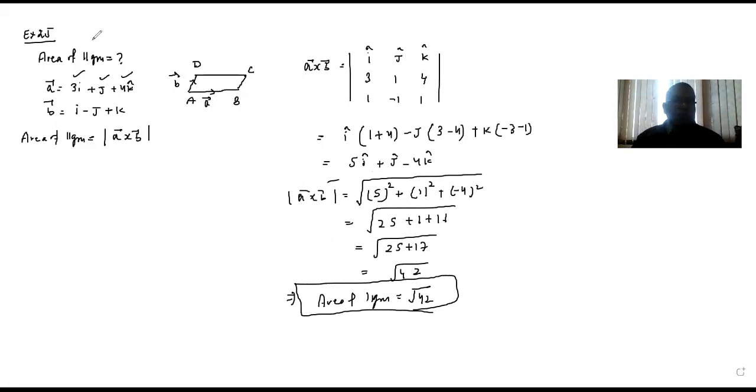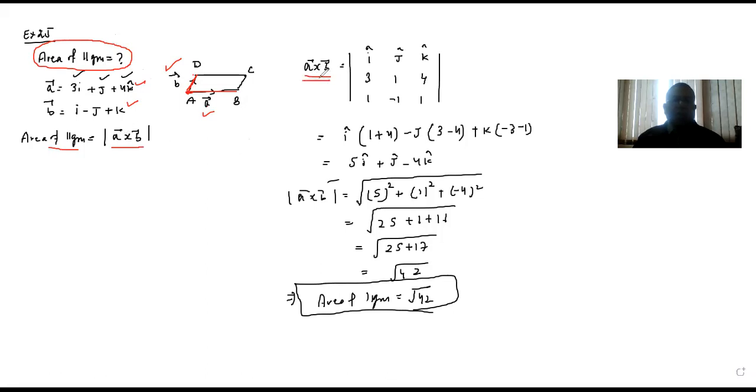So when you have to find the area of the parallelogram, what all you require? Two sides of the parallelogram, one is A, second is B. Both sides are given. These sides should be adjacent sides, clear? And they must have one vertex common. So I have taken AB as A and AD as B because vertex A is common. We know that the area of the parallelogram is the magnitude of A cross B.